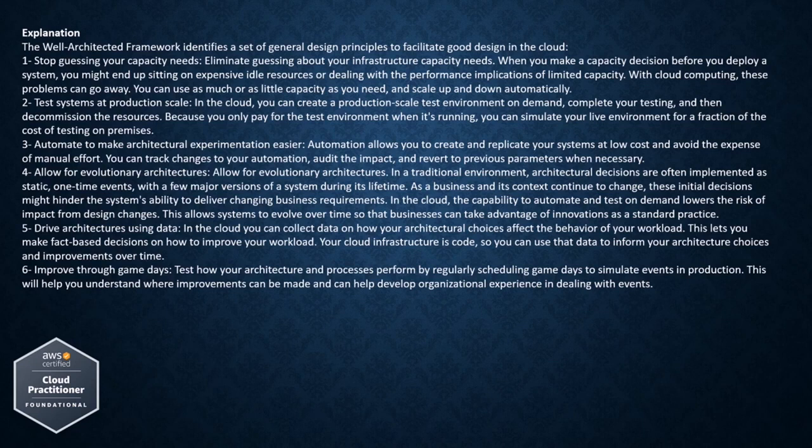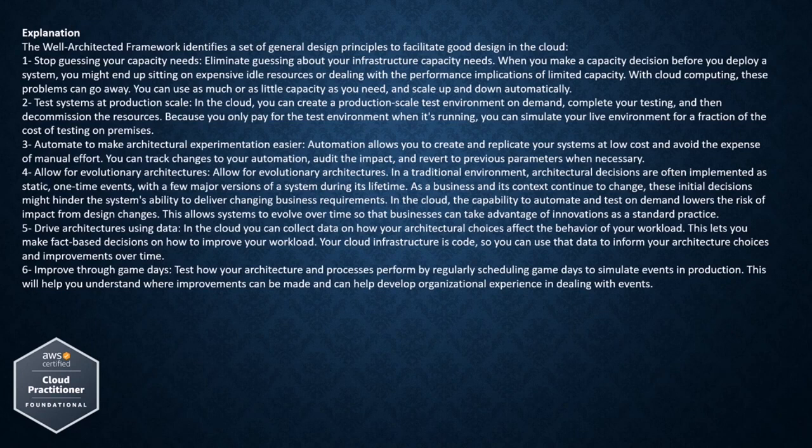4. Allow for evolutionary architectures. In a traditional environment, architectural decisions are often implemented as static, one-time events, with a few major versions of a system during its lifetime. As a business and its context continue to change, these initial decisions might hinder the system's ability to deliver changing business requirements. In the cloud, the capability to automate and test on demand lowers the risk of impact from design changes. This allows systems to evolve over time so that businesses can take advantage of innovations as a standard practice.